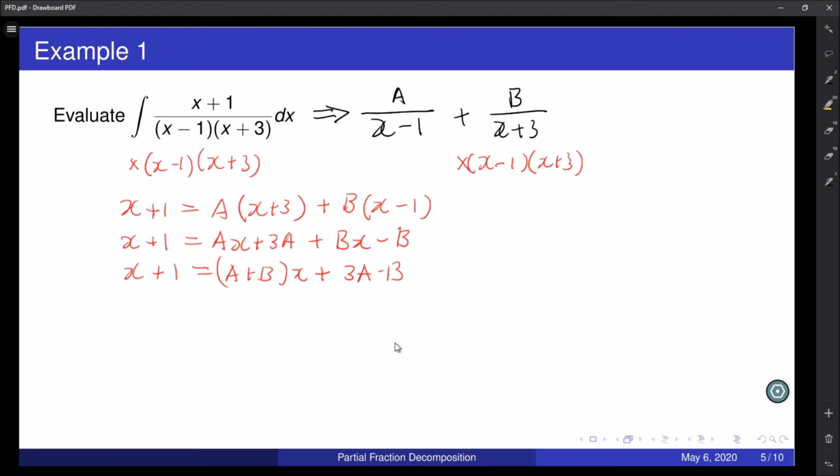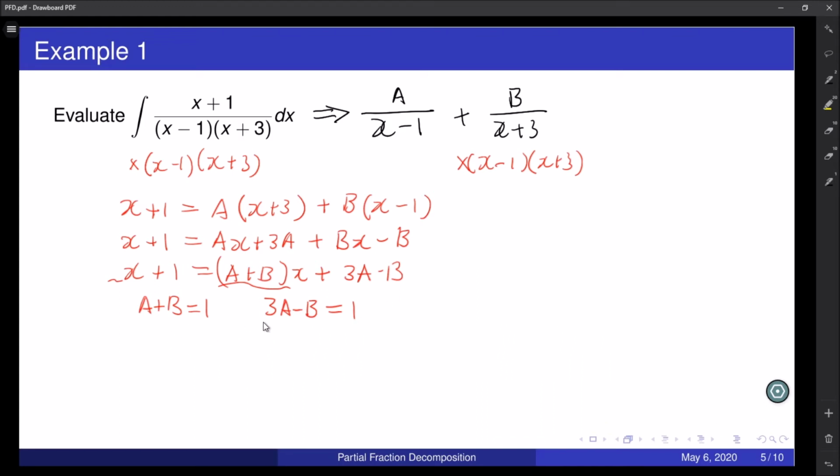As you can see here, the coefficient of x is 1, and the coefficient of x here is a plus b. So a plus b has to be 1, because there is no other coefficient of x anywhere else in this equation. Similarly, 1 matches 3a minus b. Once again, there are no other constant terms other than 1 and 3a minus b here, so they have to be equal. And what this gives us is a pair of simultaneous equations.